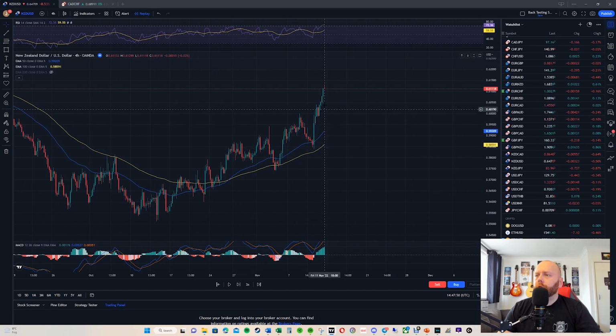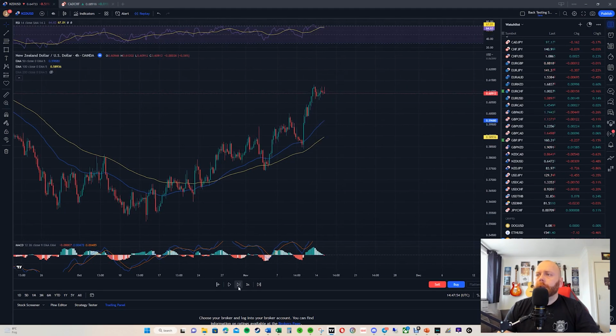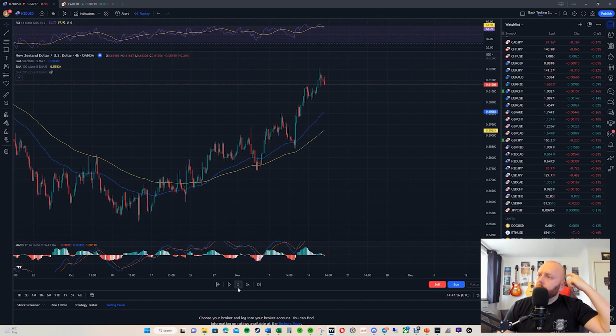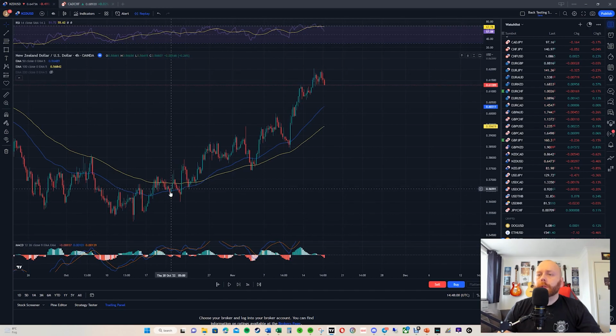So we can see again it's rejected out of the EMAs again. And we're going to wait for a retracement. And again, we're looking for buys in this market because it is a bullish trend now. How do we know it's a bullish trend? Because it's creating higher highs, higher lows, higher highs, higher lows, etc.